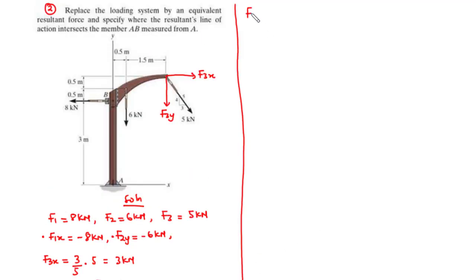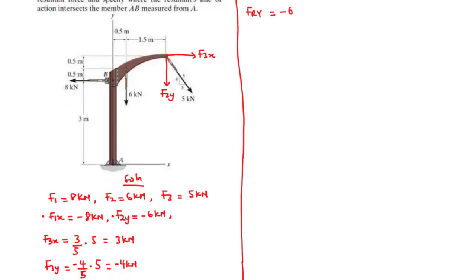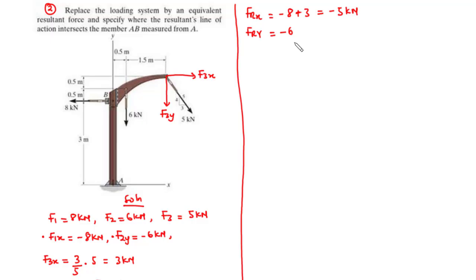So we have FRx to be equal to, for the x component, F1x, which is negative 8, and then F3x, which is 3. So that becomes negative 8 plus 3, and that is equal to negative 5 kilonewtons. And then for FRy, that is equal to F2y, which is negative 6, and then F3y, which is negative 4. So that becomes negative 10 kilonewtons.